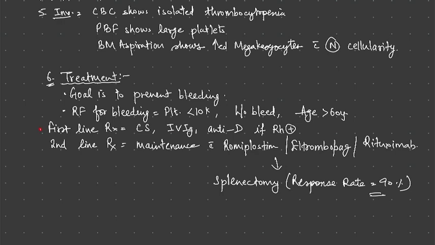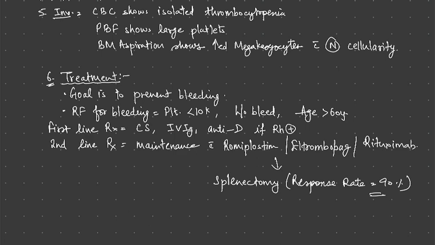We go on to second line treatment, which is maintenance with romiplostim, right? Eltrombopag or rituximab. Eltrombopag is a thrombopoietin analog. I mean, it is some kind of bone marrow stimulant to produce more platelets. Rituximab is anti-inflammatory. It is used in autoimmune conditions. It is an antibody against CD20, a B cell depleter, a monoclonal antibody.